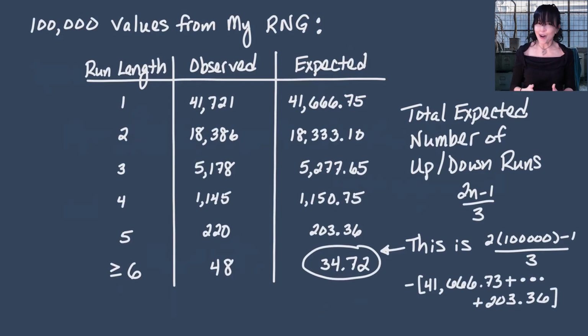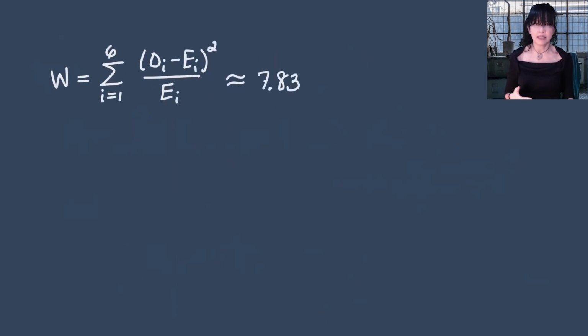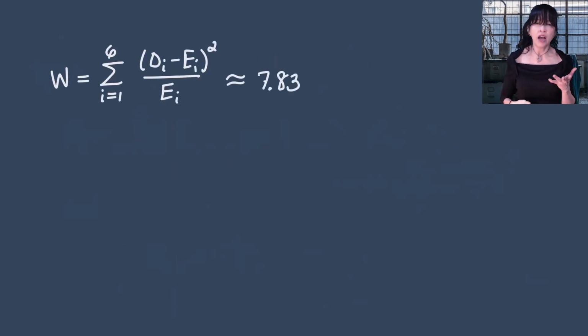But now we are truly ready for a chi-squared test. I have 6 categories, and I've got observed values and expected values. We're going to use our same notation for the statistic we had last time. I called it W. It's going to be a sum as i goes from 1 to 6 of (observed minus expected) squared over expected. When you do that with my numbers here, I got approximately 7.83.